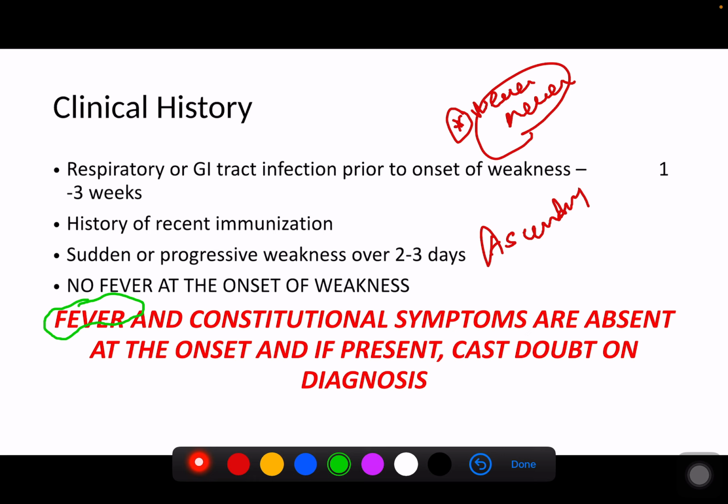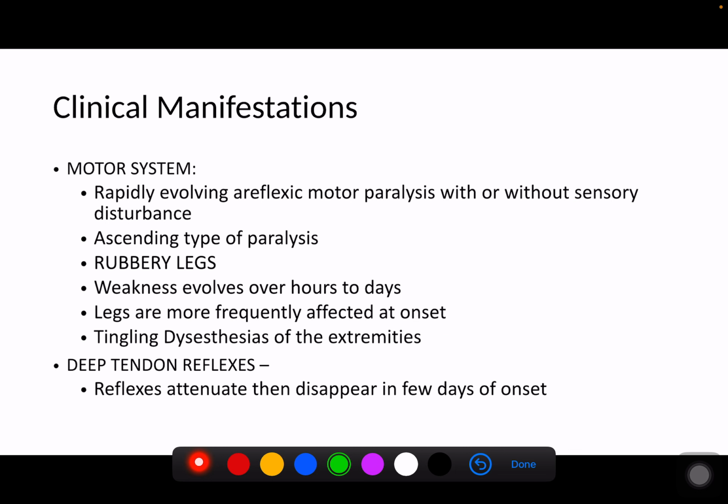the most common presentation. The most common presentation is polyradiculoneuropathy, which is basically weakness, because polyradiculoneuropathy is ascending weakness. So motor system, and then you have the deep tendon reflexes. Just remember areflexia. You don't need to remember everything. Just remember areflexia. So reflexes disappear within a few days of onset. Just remember, not to write all of this, there is areflexia.